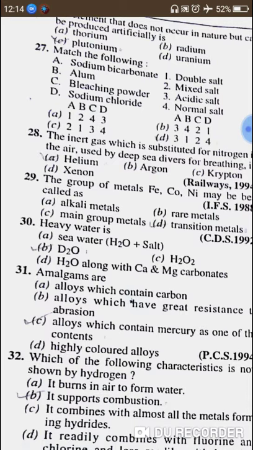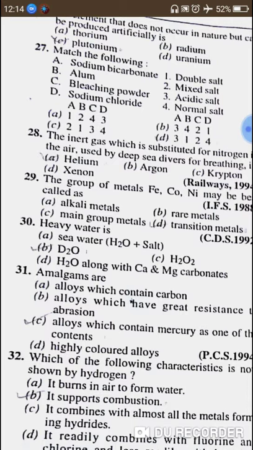Next, here we have to match the following. The first one is sodium bicarbonate and our answer is acidic salt. Next we have alum and here the answer is double salt. So alum is a double salt. Next we have bleaching powder and here our correct match is mixed salt. Bleaching powder is a mixed salt. Next is sodium chloride and our correct match is normal salt. So sodium chloride is a normal salt.